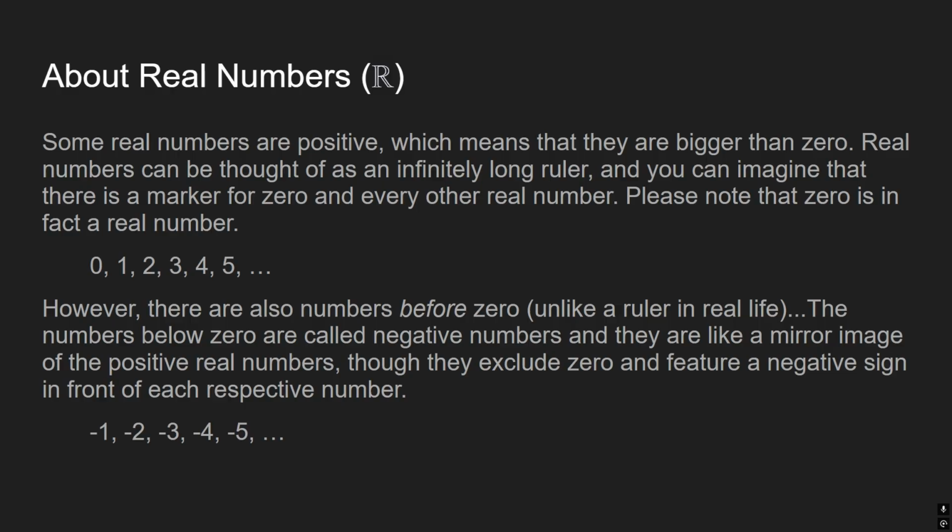Real numbers can be thought of as an infinitely long ruler. There is a marker for zero and every other real number. There are also numbers before zero, unlike a real ruler. The numbers before zero are of course called negative numbers, and they are denoted with a negative sign in front of the integer.